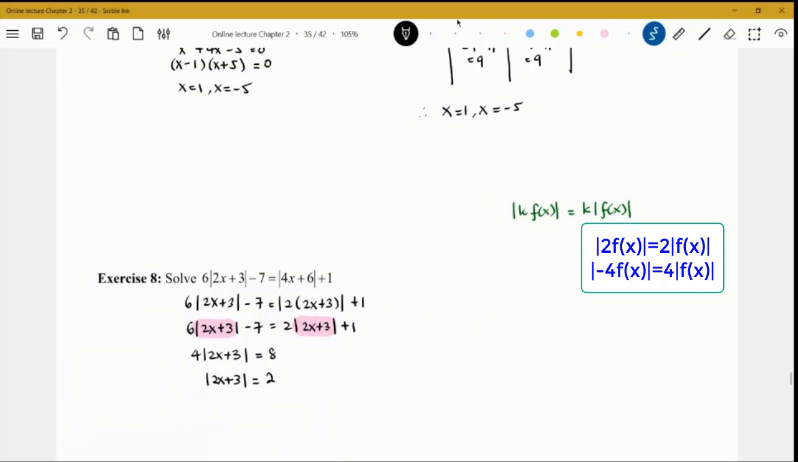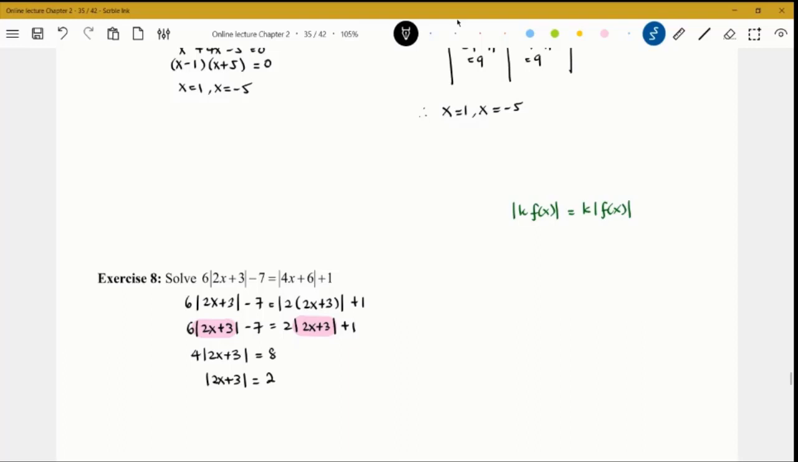Baru kita akan simplify by split either positive and negative to get the values of x. So we can have 2x plus 3 equal to positive 2, and then negative 2x plus 3 equal to 2. So 2x equal to negative 1, x should be negative half, and then negative 2x minus 3, and then negative 2x equal to 5, x should be equal to negative 5 over 2. Okay, so since we don't have any variable x on the right hand side, no need to recheck. So in the end your answer will be x equals negative half and negative 5 over 2.